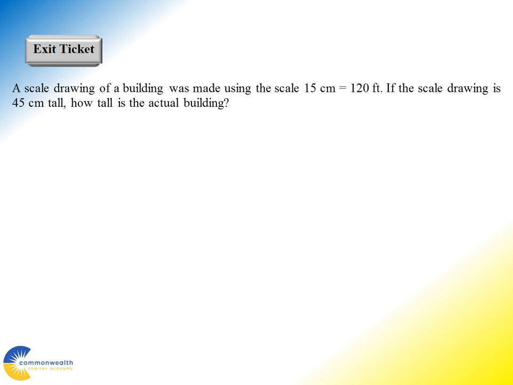So if the scale drawing is 45 centimeters tall, how tall is the actual building? So when I set up the ratio, I'm always going to want to set it up from drawing over actual building. So 15 over 120 should be 45 over the actual height of the building. And then if I cross multiply, ignoring the units at this point, I get 15h equals 5,400. And then if I divide both sides by 15, I get that h equals 360 feet.